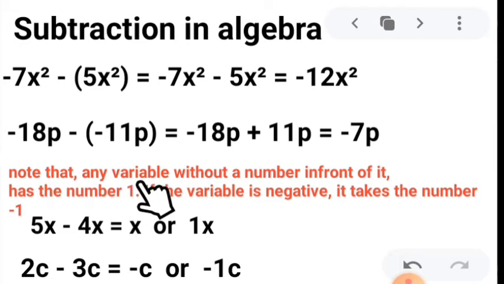Note that any variable without a number in front of it has a number of 1. So if we have, let's say, a letter x, and there is no number in front of it, it simply means it is 1x. If the variable is negative, it takes the number minus 1. So for example, we have a minus c. Minus c is the same thing as minus 1c, as we can see on our screens.